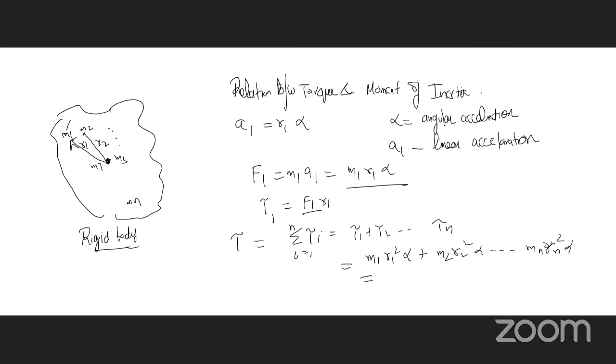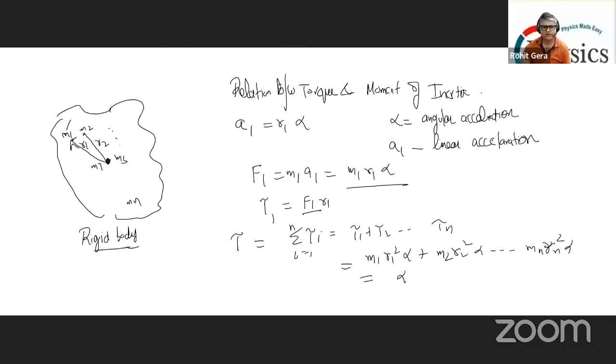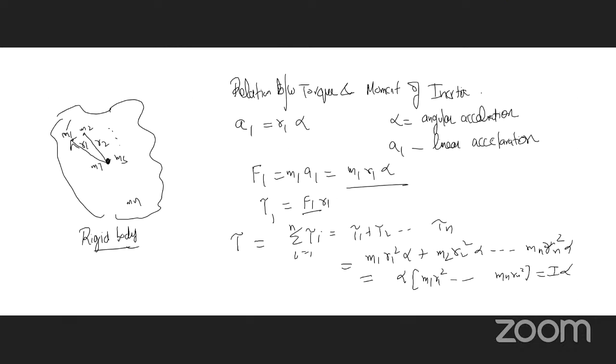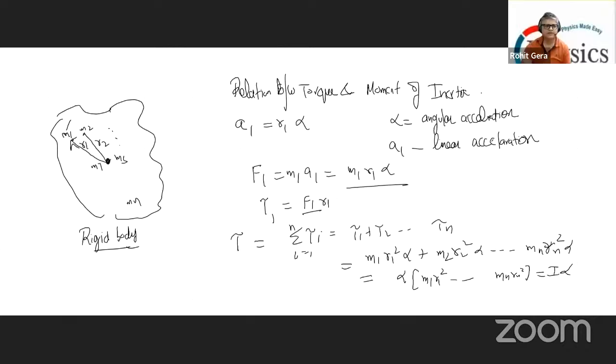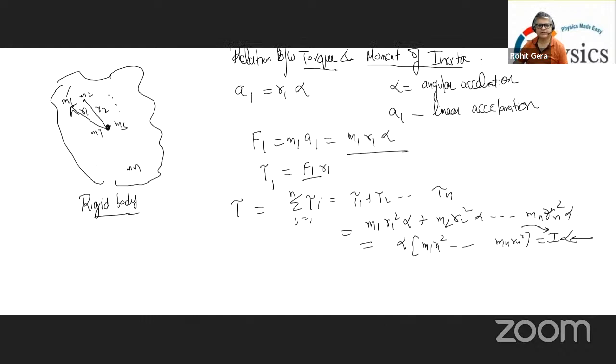So alpha ये आ गया, और m1 r1 स्क्वायर से लेके mn rn स्क्वायर, I alpha. So the total torque acting on a body is a product of its angular acceleration and moment of inertia. So when you apply torque on a body, which has some moment of inertia, that means you try to turn the body, then the torque is a product of moment of inertia and angular acceleration.